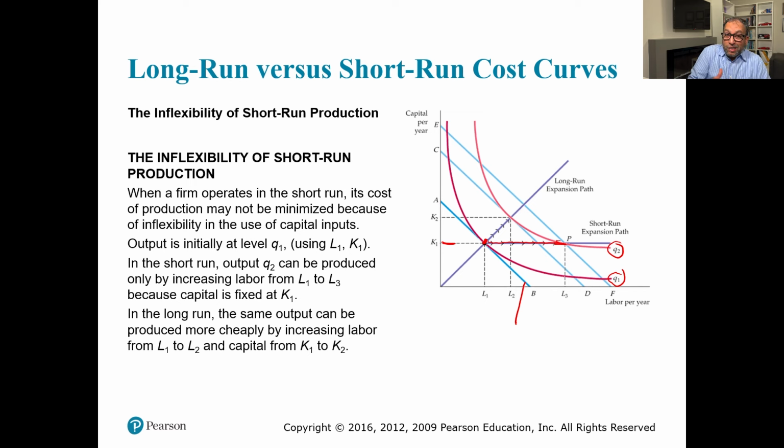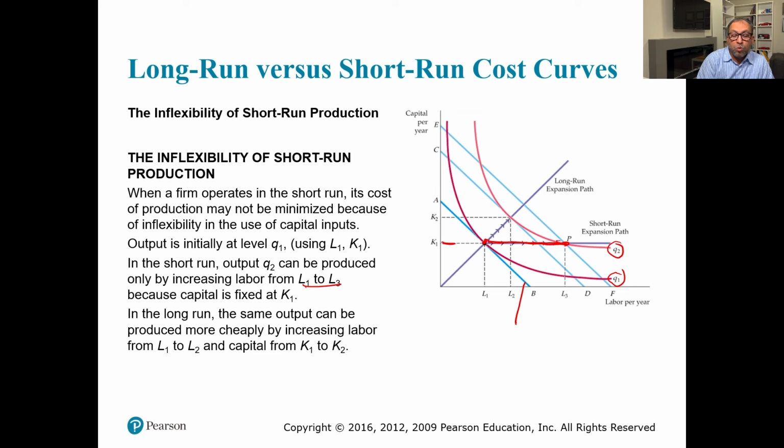And when we increase the labor, we can produce Q2. And for that reason, we need L3 labor, from L1 to L3, because capital is fixed. In the long run, the same output can be produced more cheaply by increasing capital. So this is a short run, and we see it is not cost minimizing. Why? Because it's not tangent to the isocost curve, right?